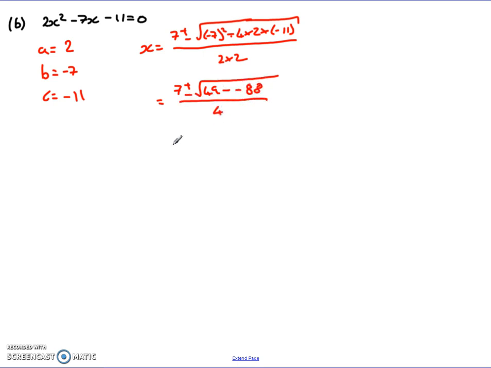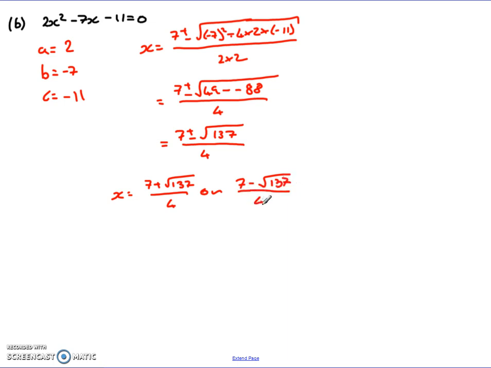All divided by 4. Simplify this up, and I get 7 plus or minus the square root of 49 minus, minus minus becomes a plus, 88 gives me 137, all over 4. So from that, I can simply read off my two roots. I've got 7 plus the square root of 137 over 4, or I've got 7 minus the square root of 137 over 4. We've got to remember we have to take both of these into account.